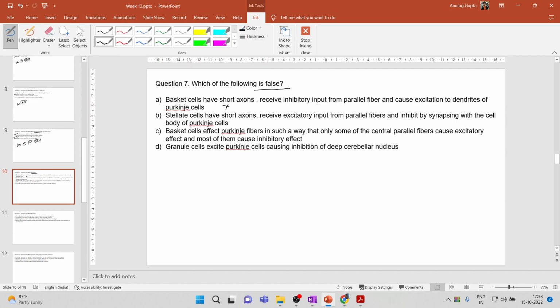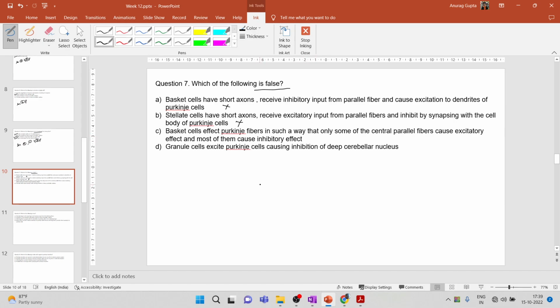Satellite cells have short axons, receive excitatory input from the parallel fibers, correct, and inhibit by synapsing with the cell body of the Purkinje cell. This is false. They synapse with only the dendrites of the Purkinje cells. Then third: satellite cells affect Purkinje fibers in such a way that only some of the central fibers cause excitatory effects, and most of them cause inhibitory effects.